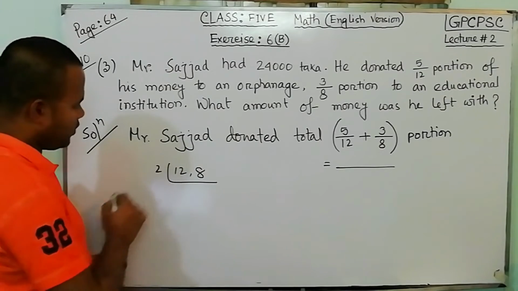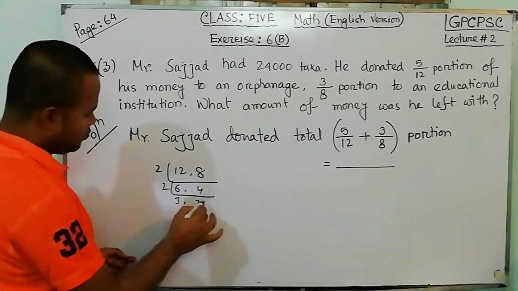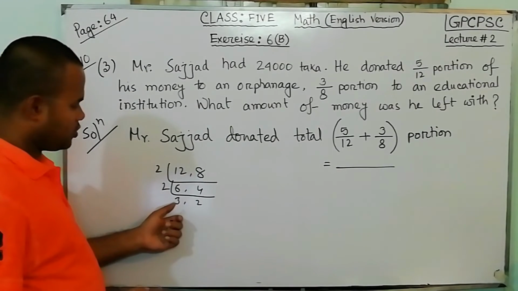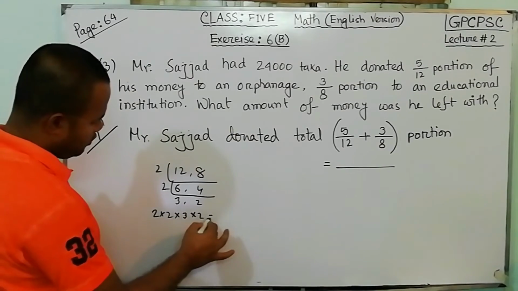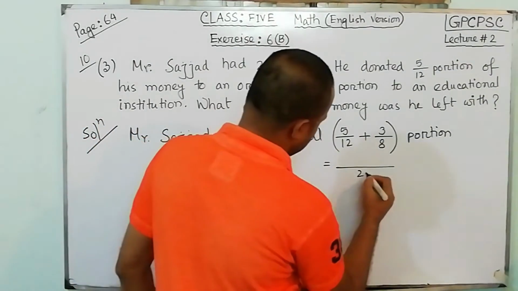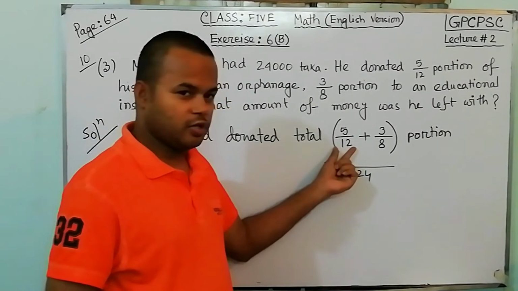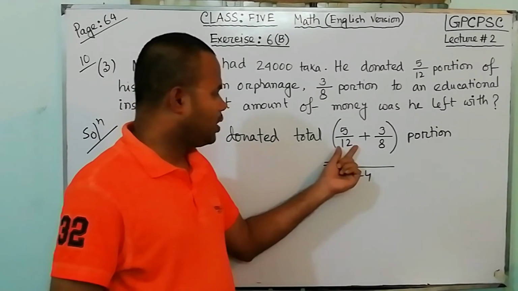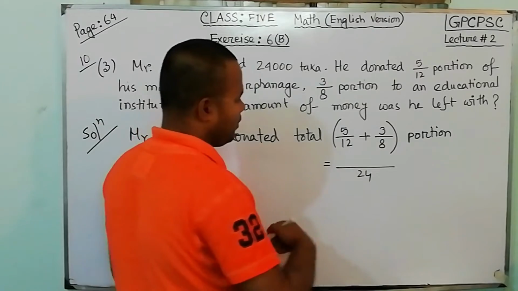LCM of 12 and 8: first we have to divide by 2, that is 6, 4, and again by 2, that is 3, 2. So we have 2 times 2, that is 4, times 3, that is 12, times 2 equals 24. So here LCM is 24. Now we divide the LCM by the denominator. If we divide 24 by 12, we have 2. Then multiply the result with the numerator 5, 5 into 2, then we have 10.